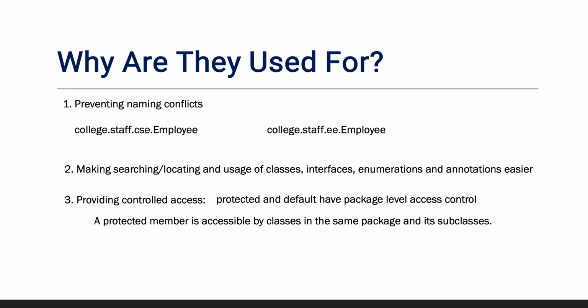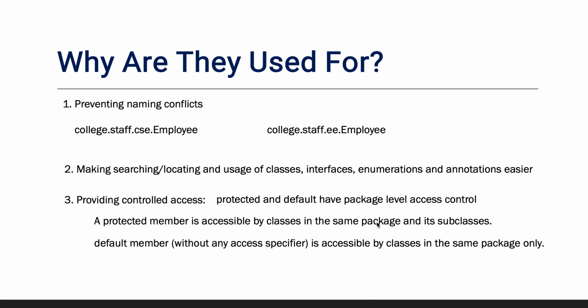Protected means a protected member is accessible by the classes in the same package and its subclasses. So if we are following the package naming convention or package structure, then only this will be useful, right? Similar to that, a default member means without any access specifier, that will be the default member, and that will be accessible by the classes in the same package hierarchy. That is how Java is following the package structure and how it is controlling the access specifier.